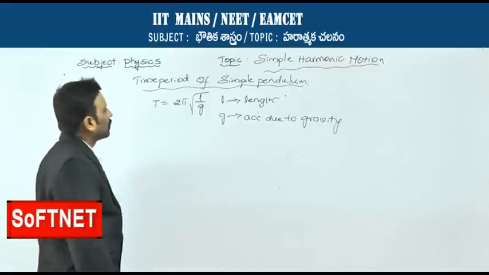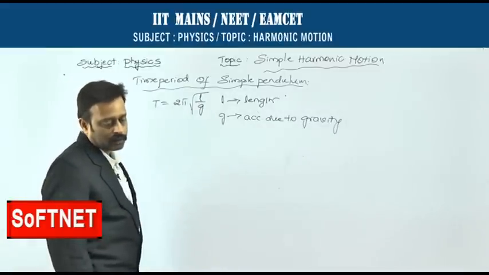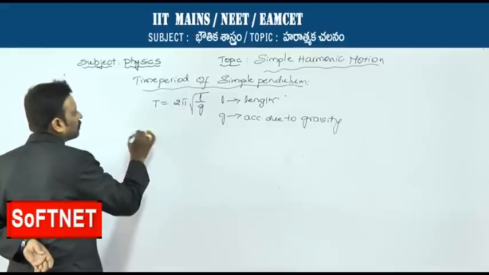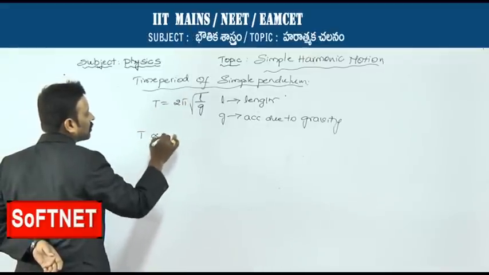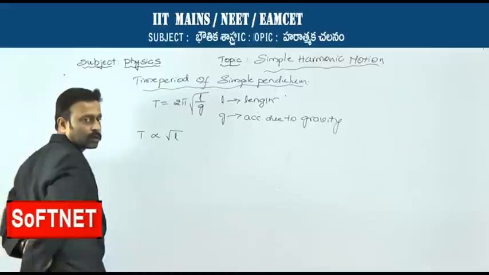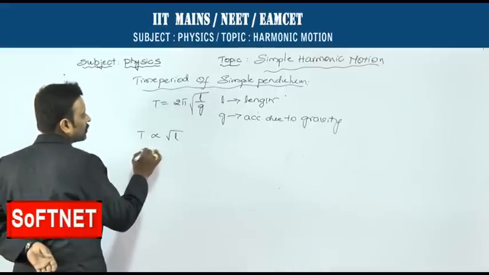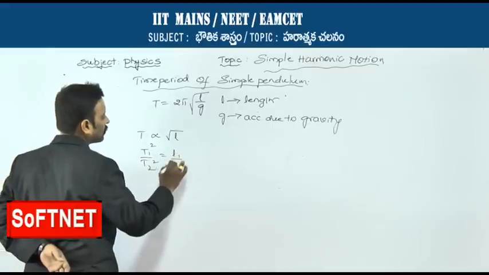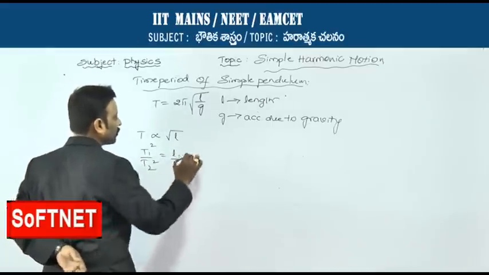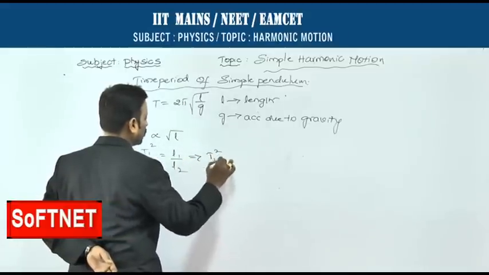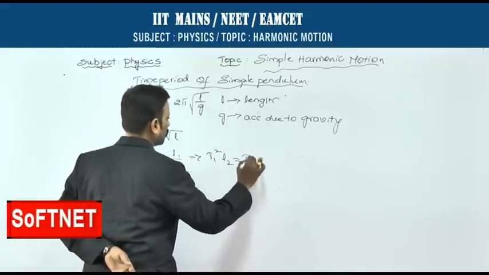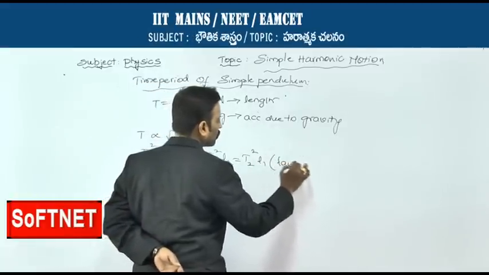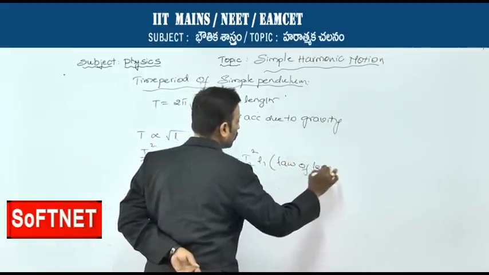Okay. Next, from this equation, how time period and length are related: T is proportional to root L. Squaring on both sides, T1 square by T2 square is equal to L1 by L2. From this, T1 square L2 is equal to T2 square L1. This is also called the law of lengths.